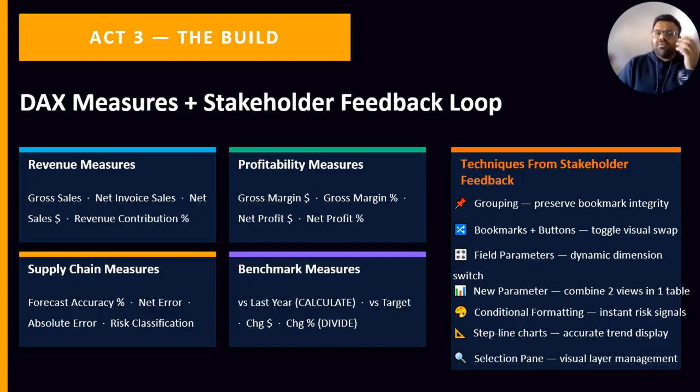These fall into 4 categories: revenue measures like net sales and revenue contribution percentage; profitability measures like gross margin and net profit; supply chain measures like forecast accuracy and net error; and benchmark measures like CALCULATE to compare to last year and the target.